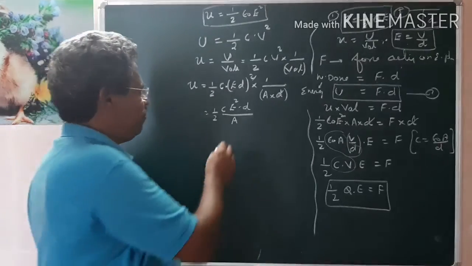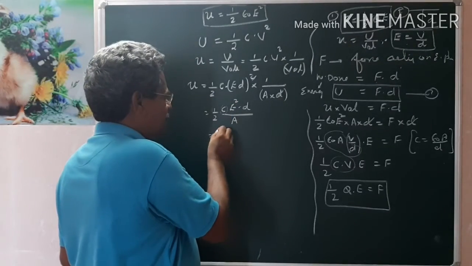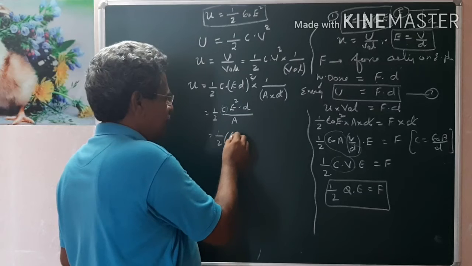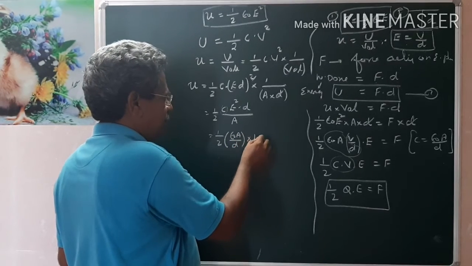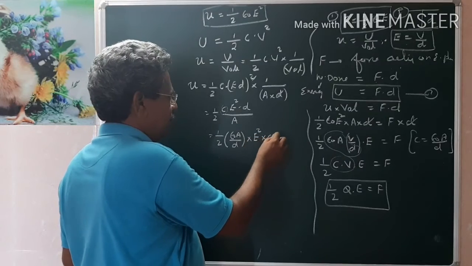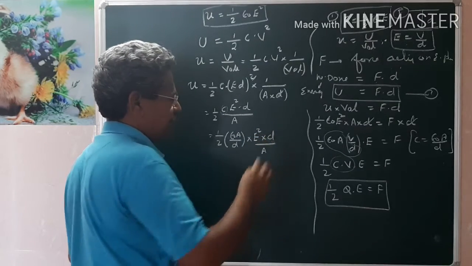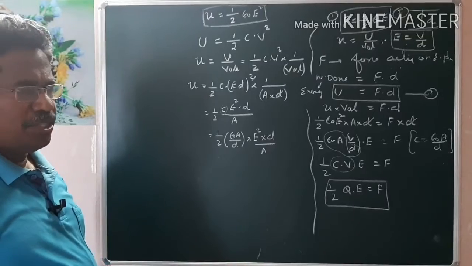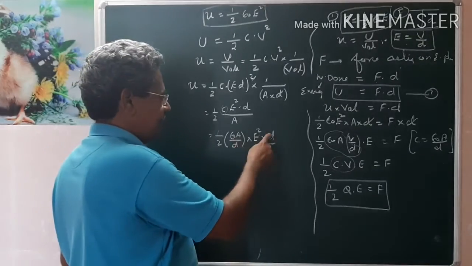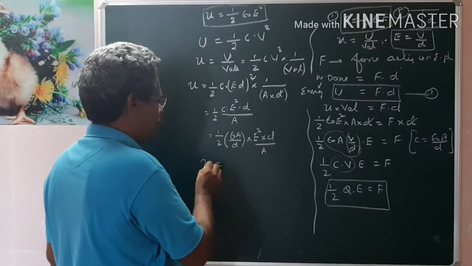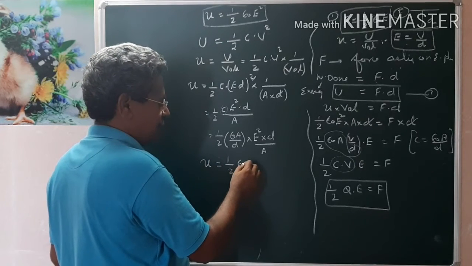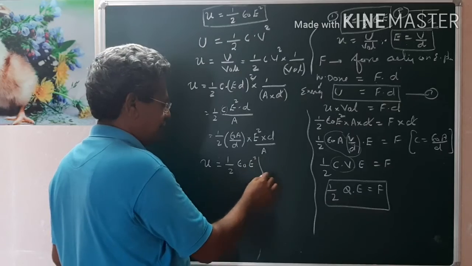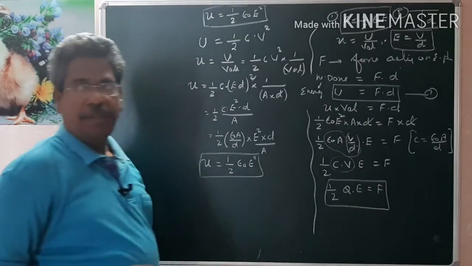Now you can apply the formula for C. What is the formula for C? Yes, epsilon naught A by D, this is the expression for C, into E square into D whole divided by A. So you get almost the answer. Yes, A cancels, D cancels. Therefore, you can say that energy density per unit volume can be proved as half into epsilon naught into E square. This is another proof.